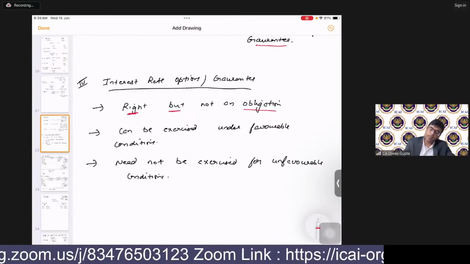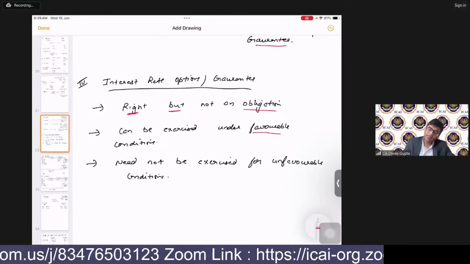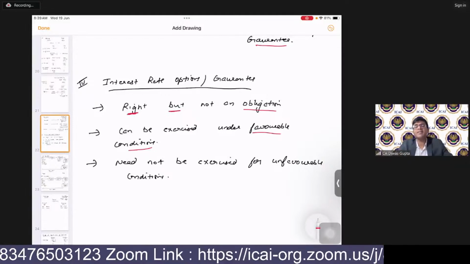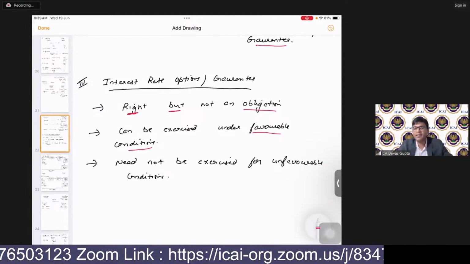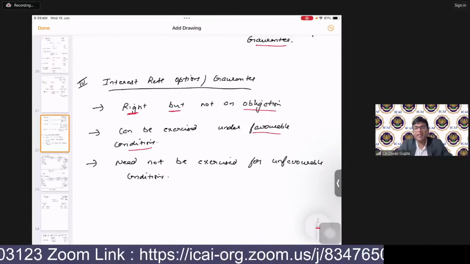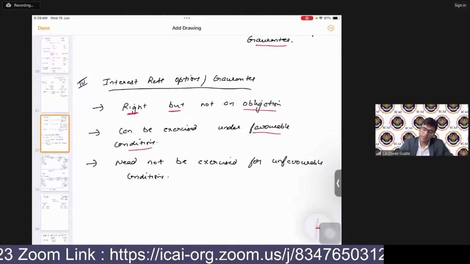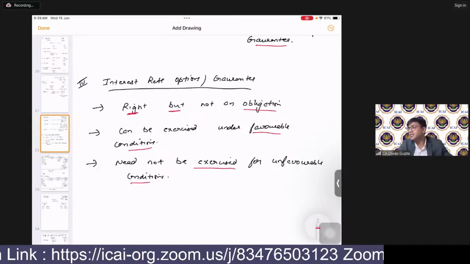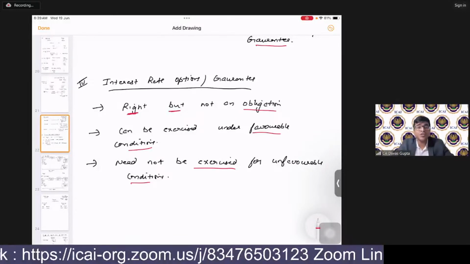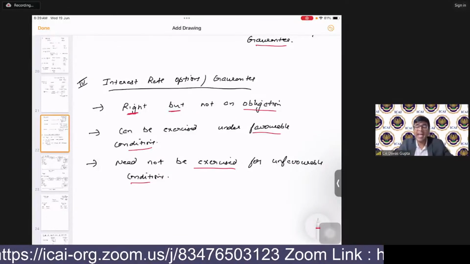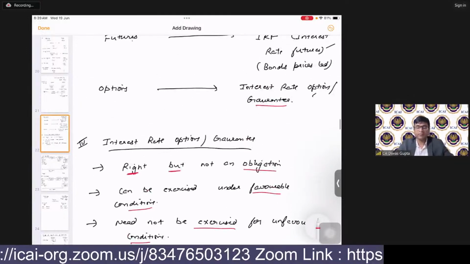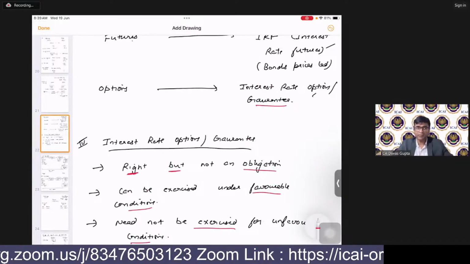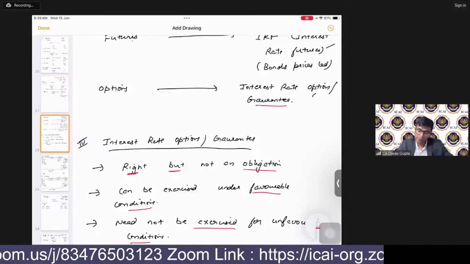And that is where we say it can be exercised under favorable conditions, students. If it is an unfavorable condition, it need not be exercised. If it is a favorable condition, it can be exercised. It is some kind of insurance to you. It is some kind of guarantee to you, right? This guarantee is there for you.